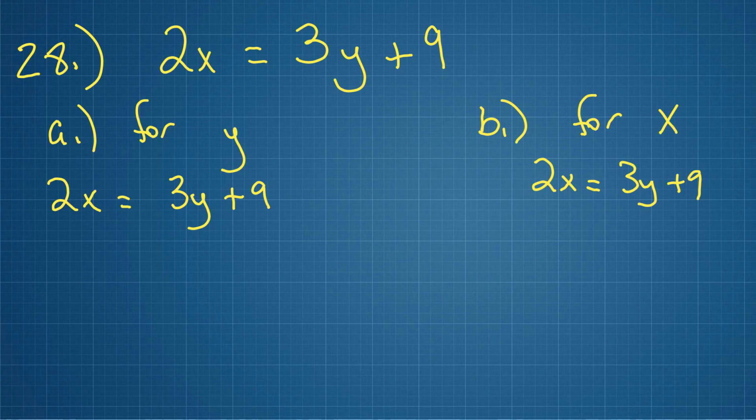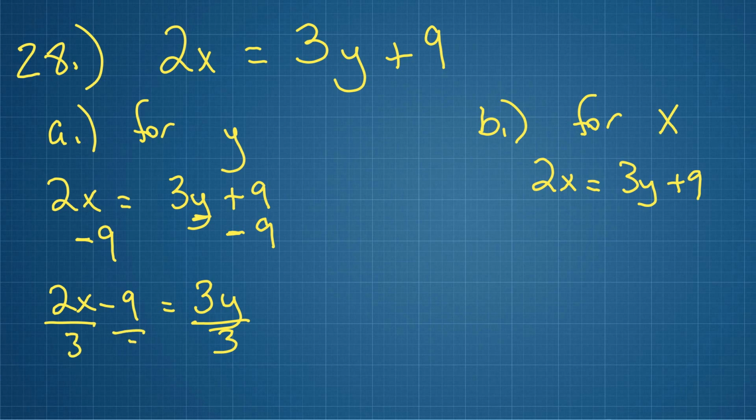Alright, number 28, I have 2x equals 3y plus 9. Remember, I care about the y. It doesn't matter, x has already moved over for me. I just have to get rid of the 9. It doesn't matter that x and y are on opposite sides. So I get 2x minus 9, because I only care about the y, equals 3y. Now I have to divide everything by 3.